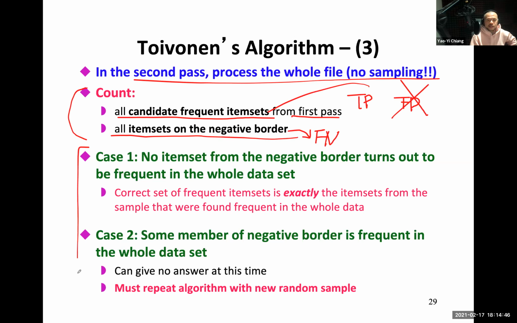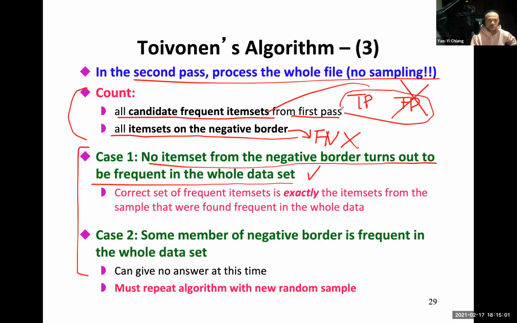There will be two cases. The first case is no item sets from the negative border turn out to be frequent in the entire data set. So we are good, right? This means we will not have any false negatives. We identified everything here. Second case, some member of the negative border is frequent in the entire data set. That means we do have false negatives. We cannot really give an exact answer, and you have to run it again. Okay.